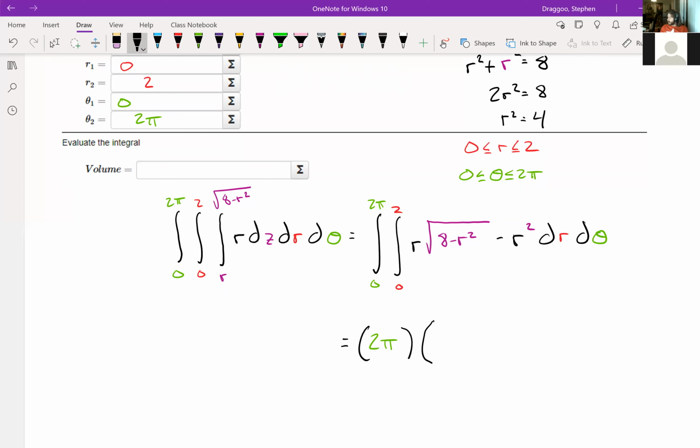When I did that, let's see what I got. I got negative 1/2 times 8 minus r squared to the 3/2. Just pull off a quick u substitution on that first piece. Second piece, way nicer to integrate, r cubed over 3. This thing needs to be evaluated from 0 to 2.